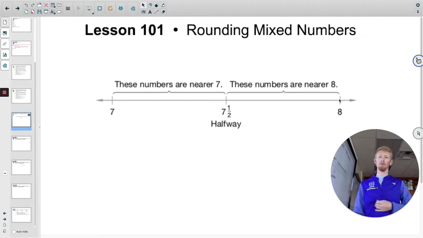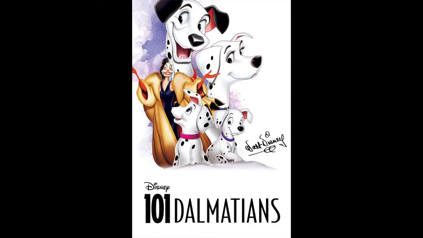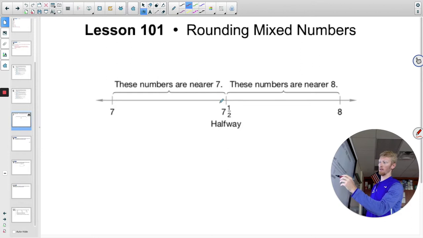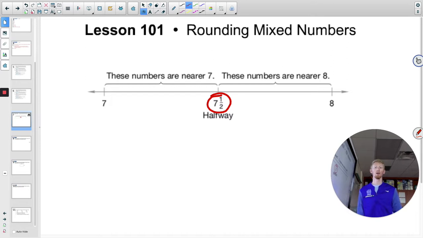Right, fifth grade, lesson 101, rounding mixed numbers today. So, a mixed number is something like this, 7 1/2. Anytime there's a whole number along with a fraction, that's what we call a mixed number.